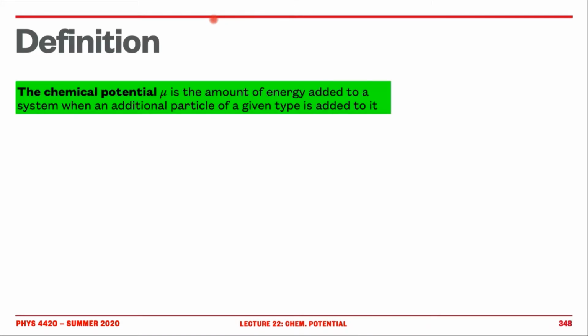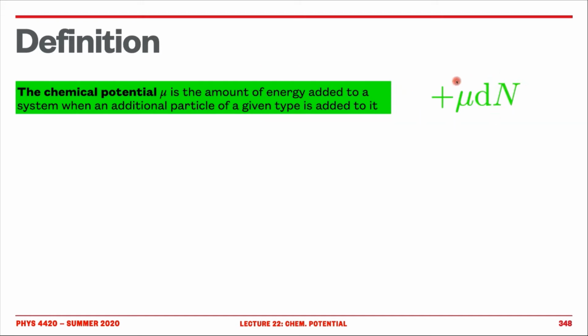So let's start right away with the definition of what the chemical potential mu is. And it is just as written on this slide. It is the amount of energy added to a system when an additional particle of a given type is added to it. Okay, so that's not a super clear definition yet, until we see an example. So we'll see what it means.